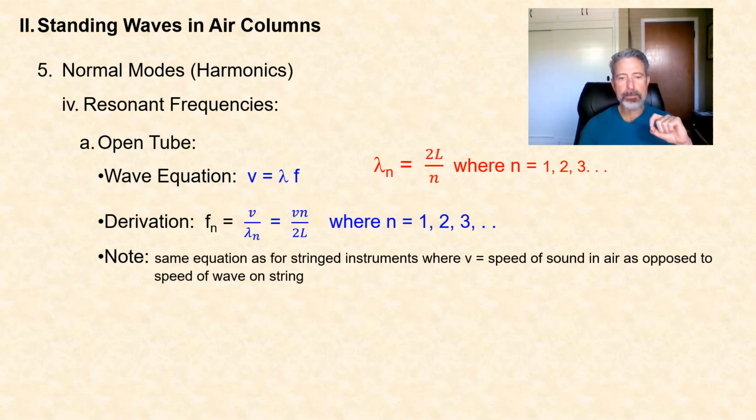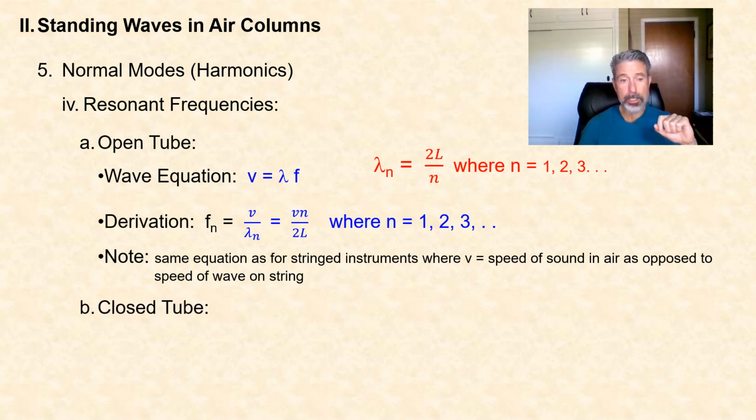Note here that this is exactly the same equation as for the stringed instruments, right? This condition determining the resonant frequencies looks identical. The only difference is that here, v, the speed, is really the speed of sound in air as opposed to the speed of a wave on a string. But the frequency condition looks similar.